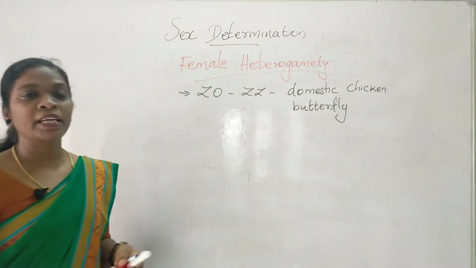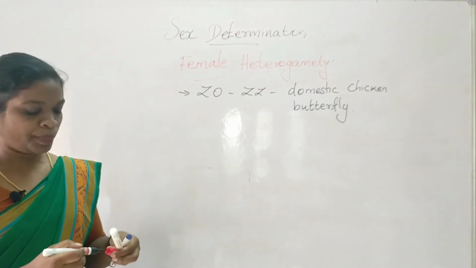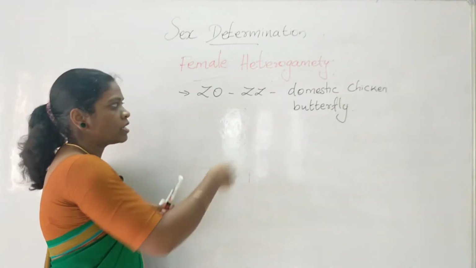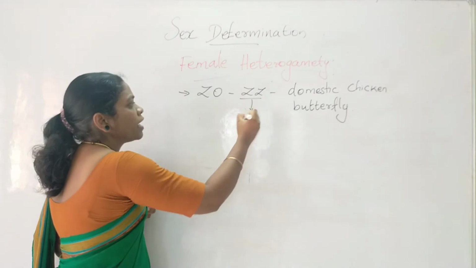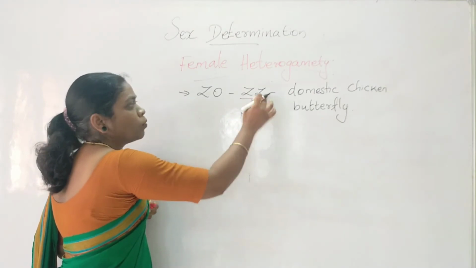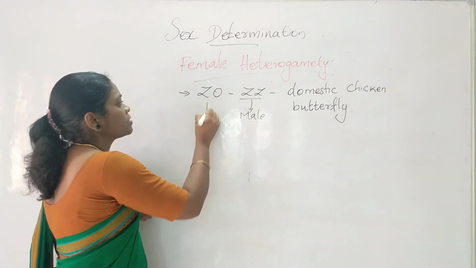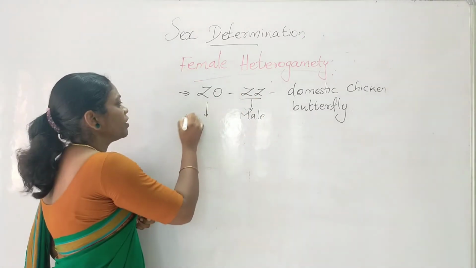Some species of butterfly will exhibit this type of sex determination. Again, it is known as female heterogamety. In this case, the male will produce the same type of chromosome. There will be no changes. Here, the male is the homomorphic sex and the female is the heteromorphic sex.